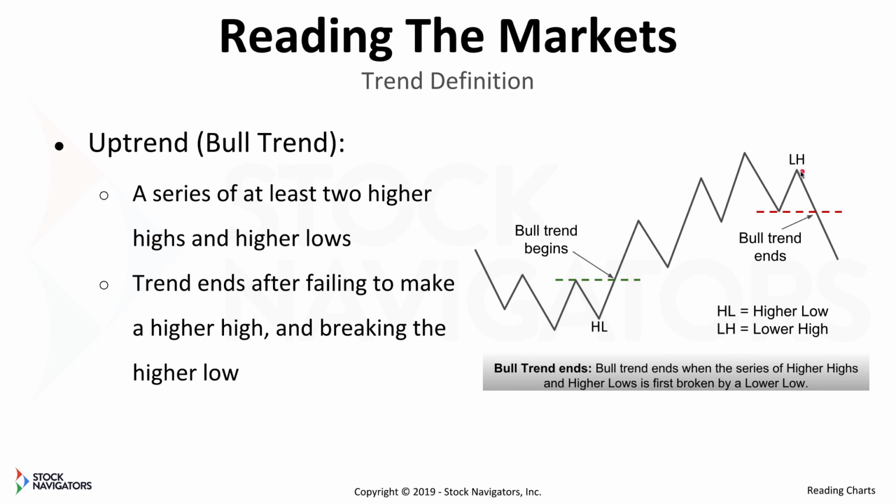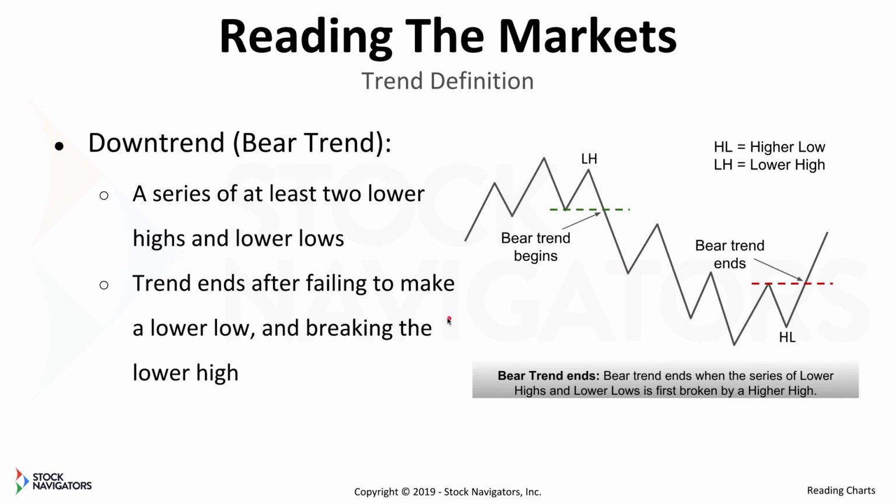But that by itself is not the trend being finished yet. The trend is not done yet just because that happened. We need to see this happen. It has to break the previous higher low. Once you see that, then you know this bullish trend is done. The trend is finished. Now in a downtrend, it's the same basic idea.